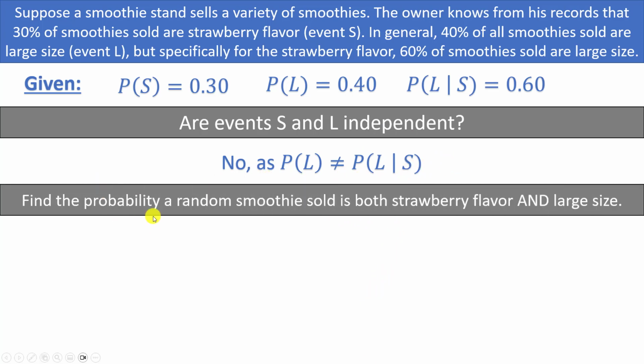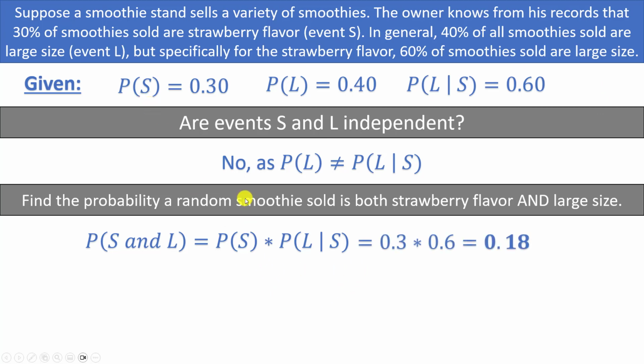Next, we are asked to find the probability that a random smoothie sold is both strawberry flavor and large size. Since we said these are dependent events, we have to use the dependent event formula. There are two different formulas, but the one that's going to work for us is the probability of S and L is equal to the probability of S times the probability of L given S. The reason this one works is because we have the probability of S and we have the probability of L given S. If you switched around the S's and the L's to get the other formula, you'd notice that we don't have the correct numbers.